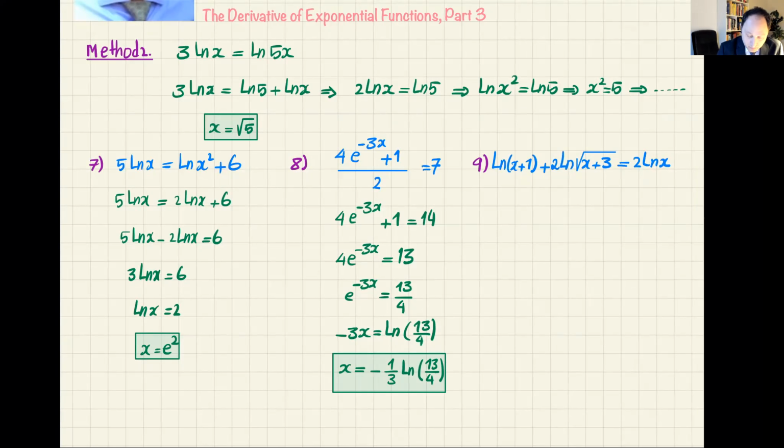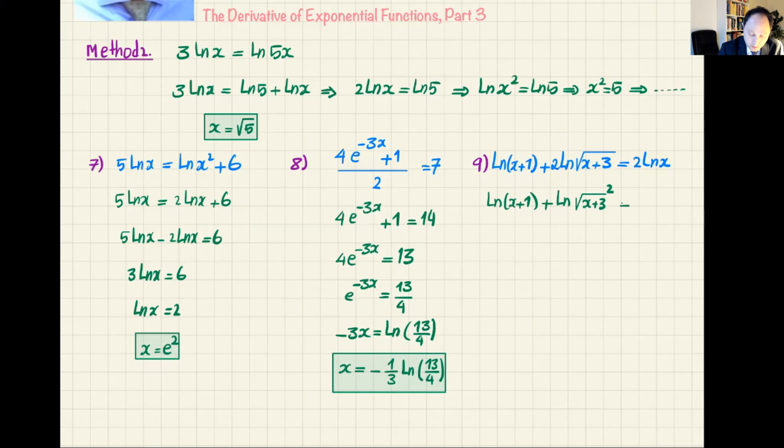And finally, the last one, you need to collect the terms somehow. So I would raise this one here on top of this one. I will put 2 here on top of this one. So let us do it in 2 steps. So this becomes ln of x plus 1 plus ln of a square root of x plus 3. Then I put a power of 2 here.